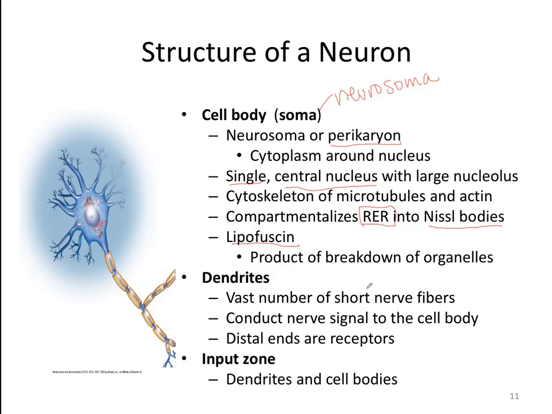Dendrites are the short nerve fibers that conduct the neural signal towards the cell body. So the red arrows I'm drawing are the direction that the action potentials and excitation take through this particular multipolar neuron. So let's label that. Dendrites at the distal end receive information, and they take that information towards the soma in the form of action potentials. So the input zone is the dendrites and cell bodies.